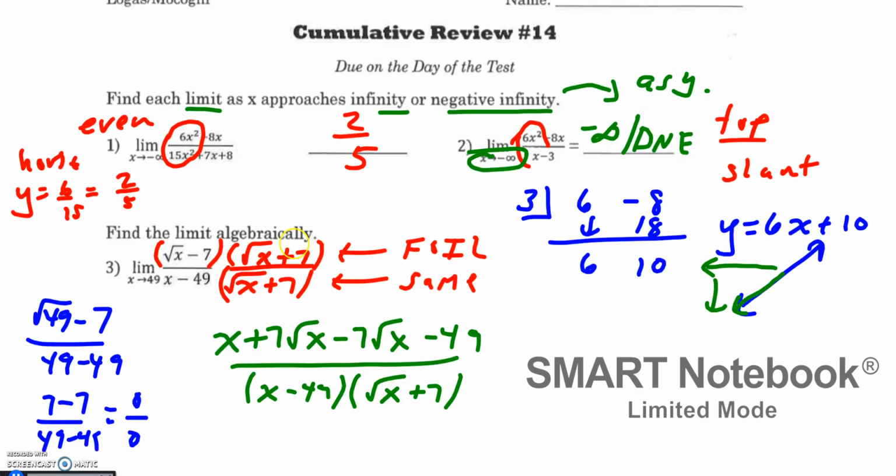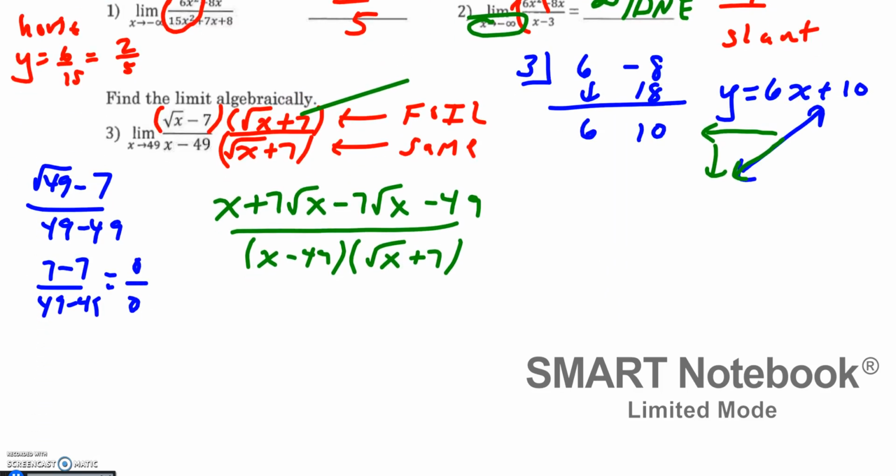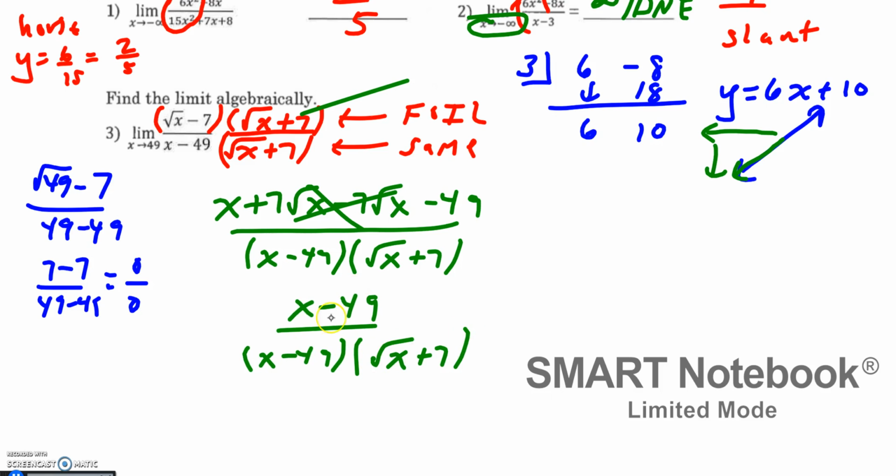So if I cancel these out in the numerator, I would end up with x minus 49 in the numerator, and then in the denominator I'd also have another x minus 49 and a root x plus 7. And so, because these are exactly the same, we can cross that out and reduce this function to be 1 over root x plus 7.